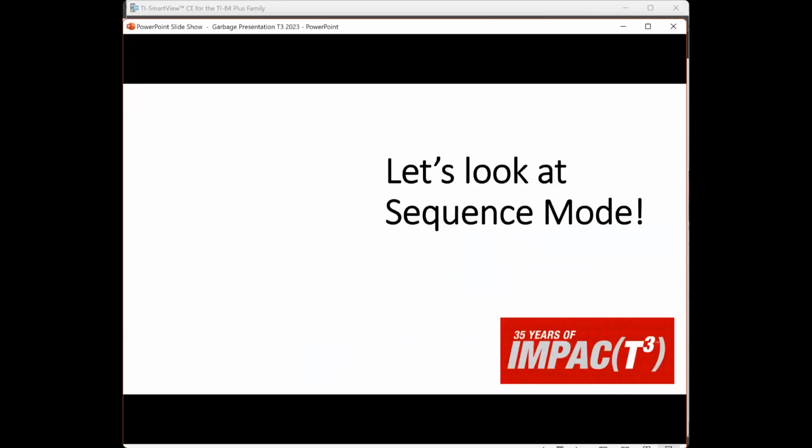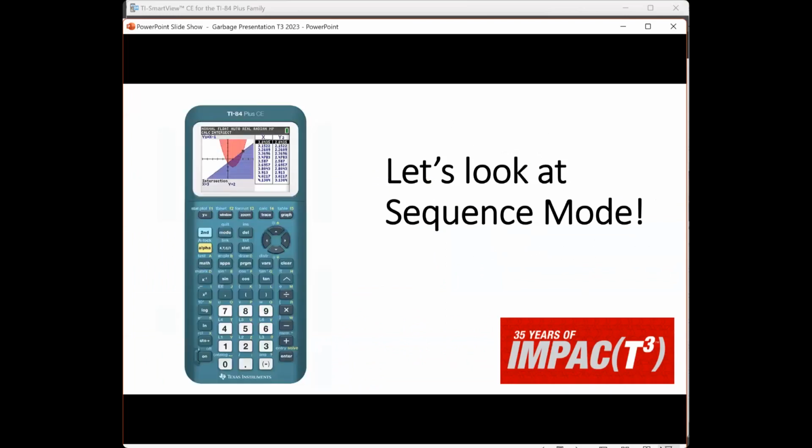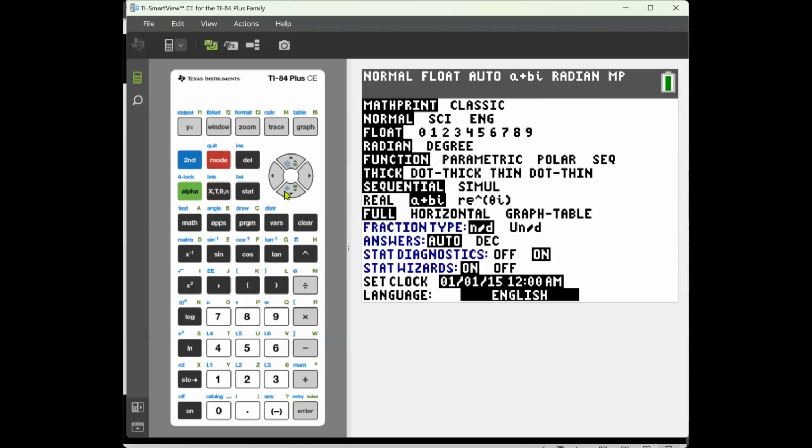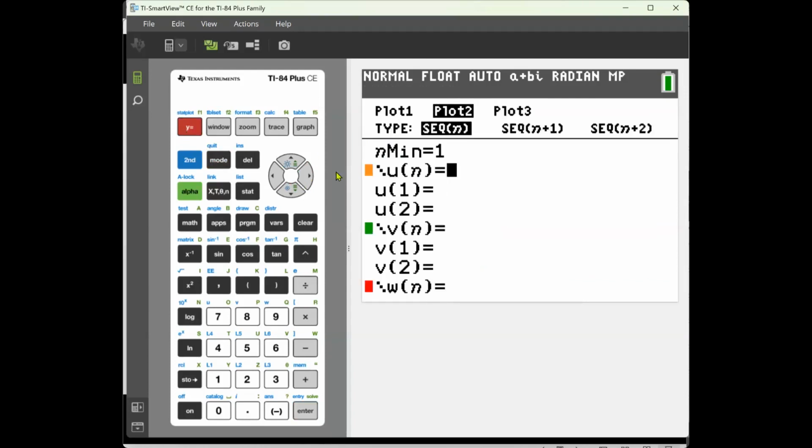But let's look at the sequence mode, because this is the last thing we want to do. That means we're going to bring up our calculator and change the mode to sequence. I don't know how many of you have used this before. It's a neat function option. All right. Now, basically, sequences allow us to use either recursive or explicit forms.